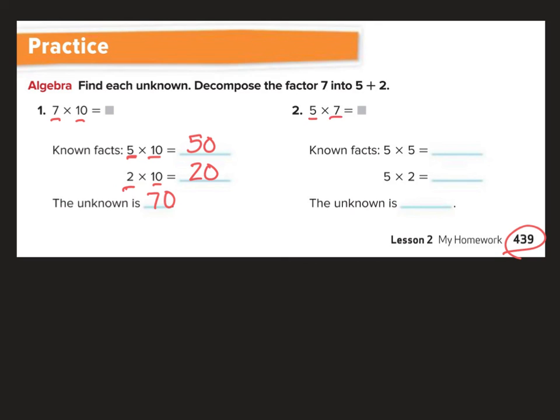Okay, let's do 5 and 7. Let's break 7 into 5 and 2. So 5 times 5 is 25. 5 times 2 is 10. So that means 25 and 10 is 35.